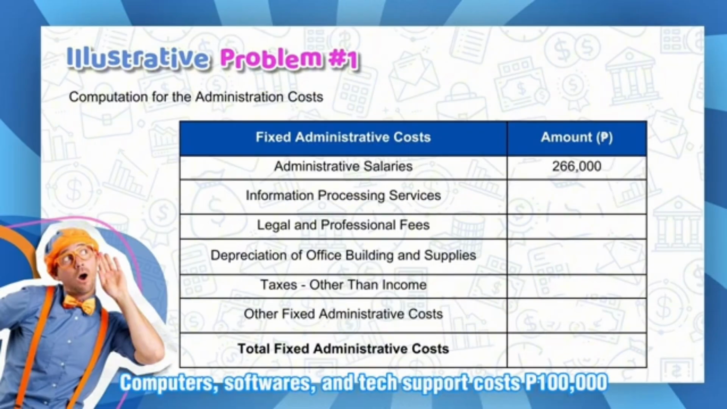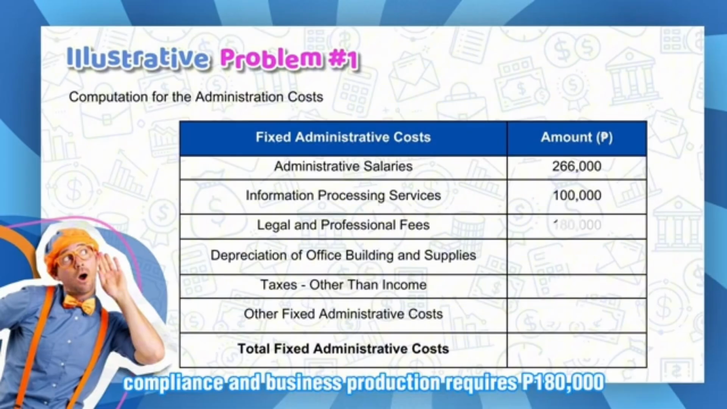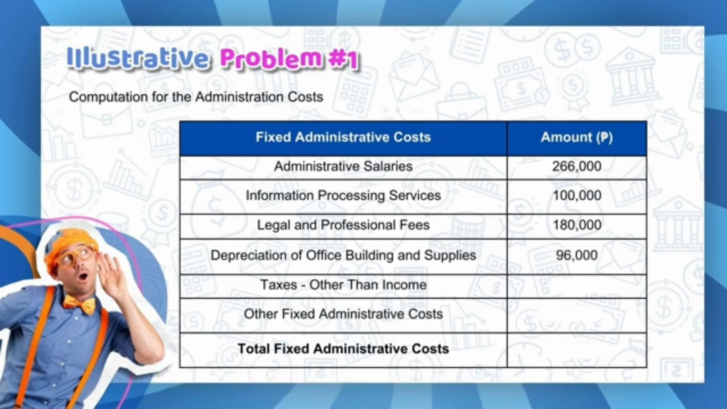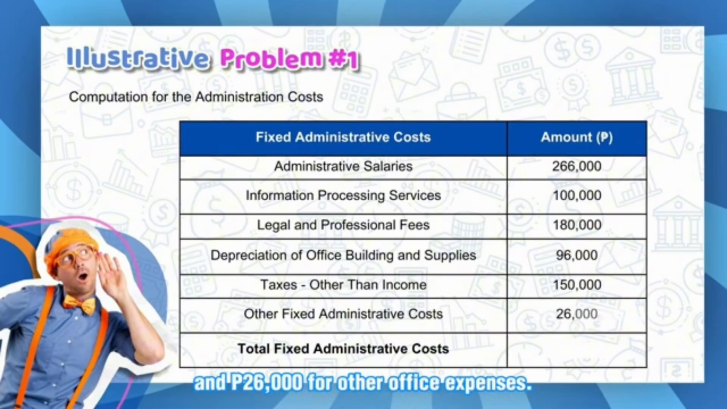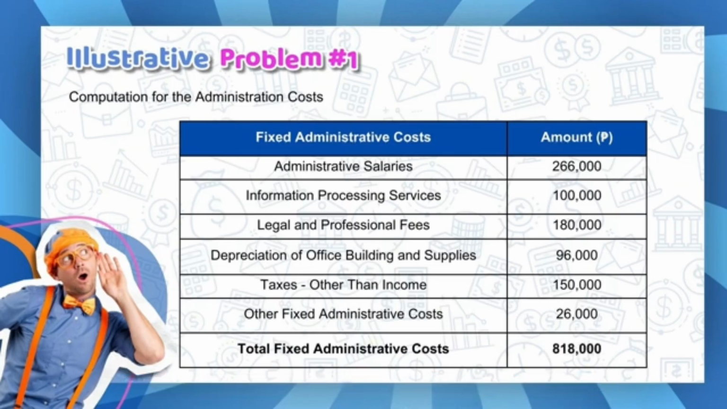Computers, softwares, and tech support cost 100,000 pesos to keep the system running. Moreover, the legal fees for contracts, compliance, and business production requires 180,000 pesos. Another deduction is the office depreciation since buildings and equipment lose value over time. We account for 96,000 pesos. We also pay 150,000 pesos in taxes and 26,000 pesos for other office expenses. Adding all of these together, our total fixed administrative costs amount to 818,000 pesos.